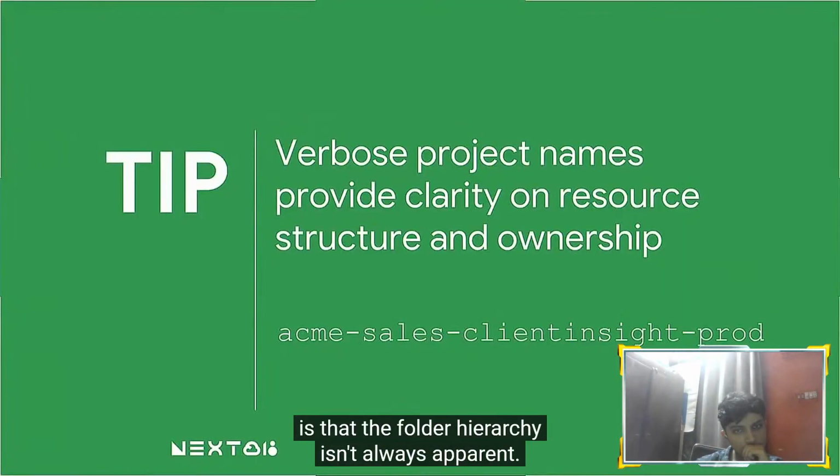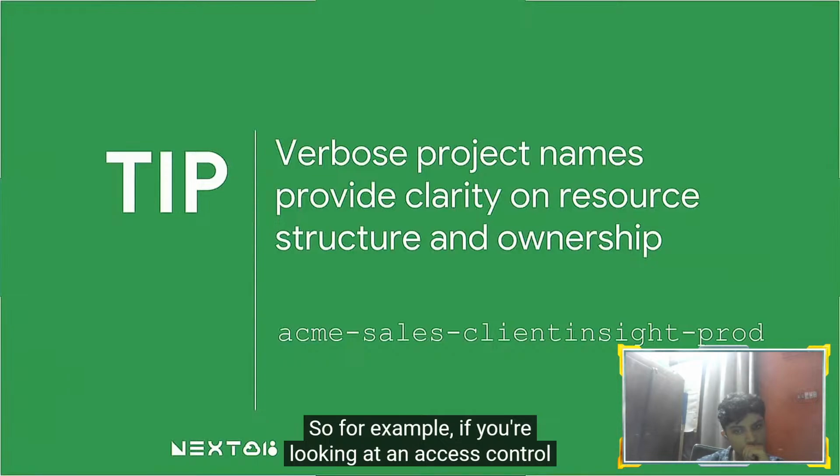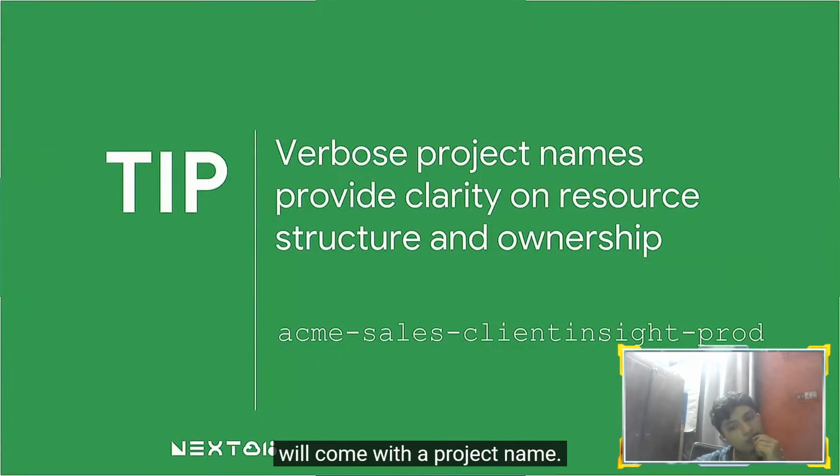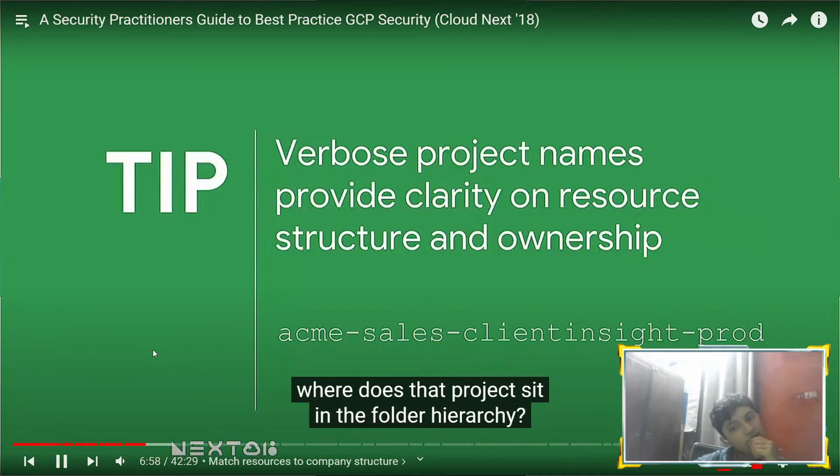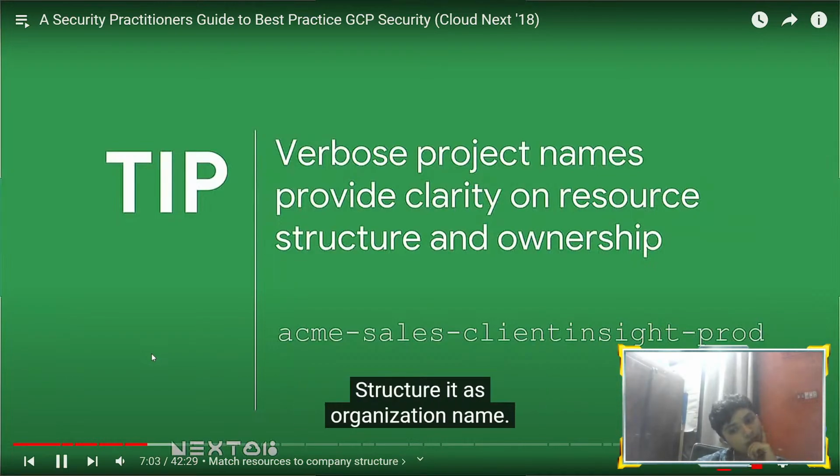Another resultant thing that I found is that the folder hierarchy isn't always apparent. So for example, if you're looking at an access control list, if you're looking at a log, it'll come with a project name, but it's not always obvious to many people where that project sits in the folder hierarchy. So simply, just expand out into the project name. Structure it as organization name.